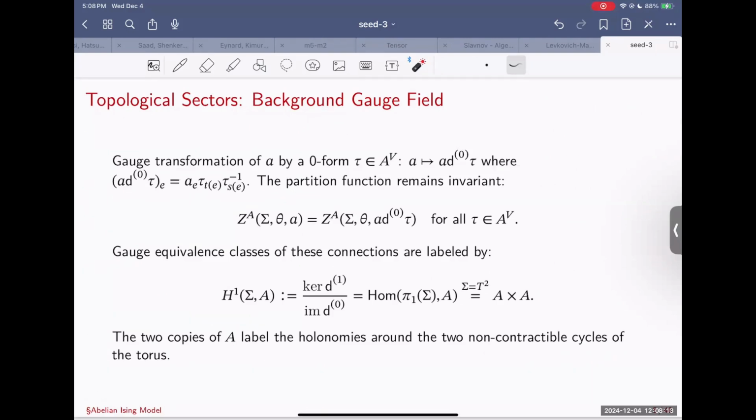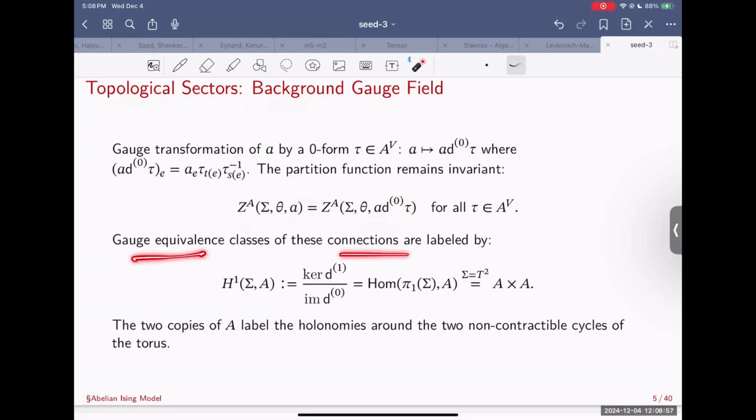Now, what do the gauge transformations look like? Suppose A is a gauge field, then given tau, a 0 form, which is an A-valued function on the vertices, the gauge transformation of A is simply A times d0 of tau, where A times d0 of tau evaluated at any edge is just this expression, where A is coming from this A, and d0 tau gives this part. And of course, the partition function is invariant under any such gauge transformation of the background connection. So this partition function evaluated at this background is the same as another partition function evaluated at a background that differs by a gauge transformation.